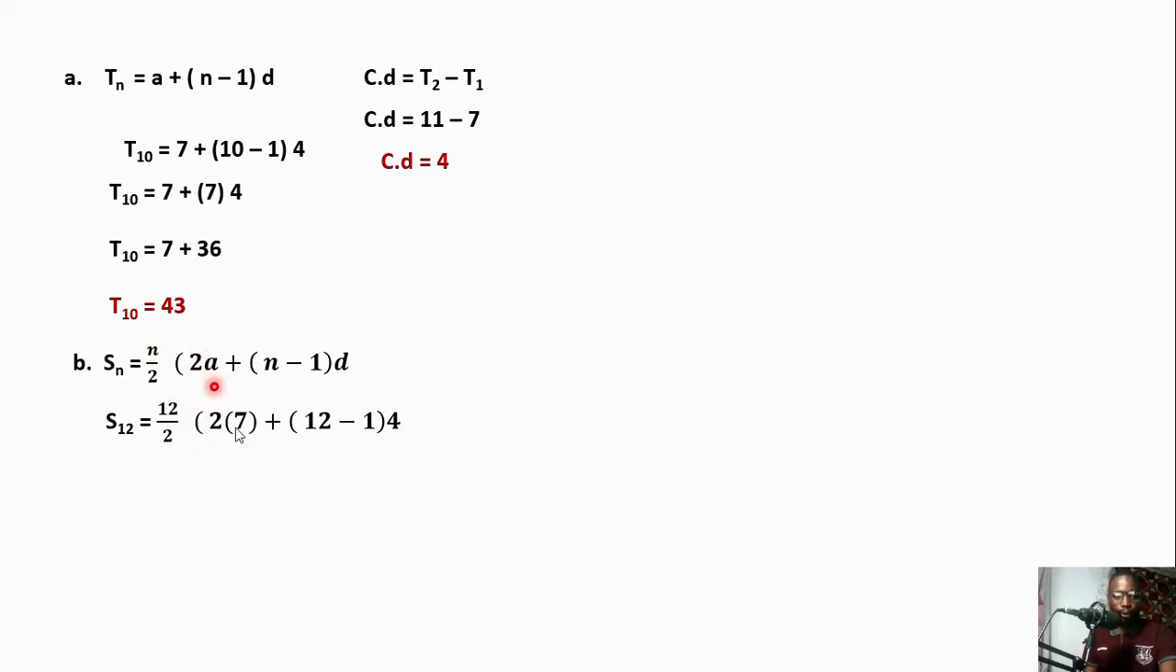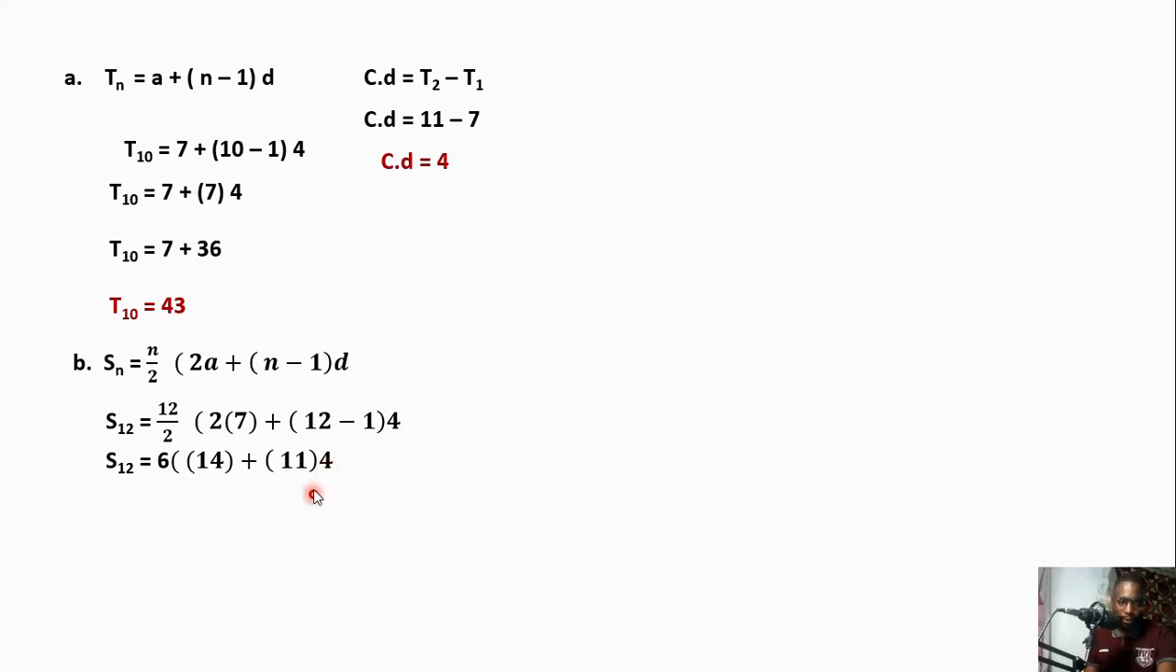Open brackets, 2 multiplied by a, where a is the first term, so the first term is 7, plus the number of terms we're talking about, the 12th term, minus 1, then the common difference is 4. All right, then we proceed and say the sum of the first 12 terms is equal to, so 2 into 12, that is 6. Then 2 multiplied by 7, that is 14. Plus 12 minus 1, that is 11. Then multiplied by the common difference, 4.